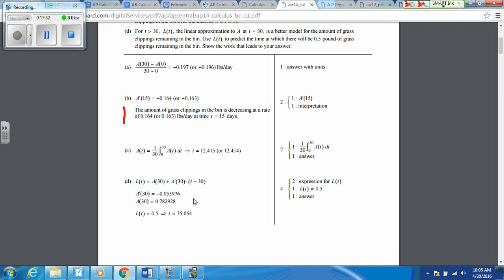they award points like this. You get 2 points for writing your local linear approximation, presumably 1 point for setting it up like this, and 1 point for having the right slope and point, something like so. You get 1 point for setting L of t equal to 0.5 right here. And then they get this answer, t equals 35.054, minus t equals 35.052.